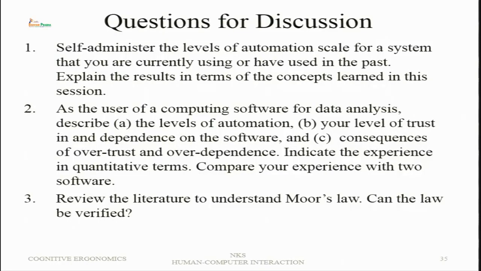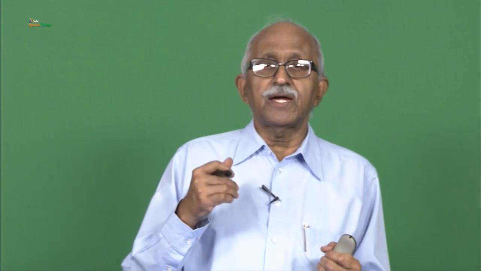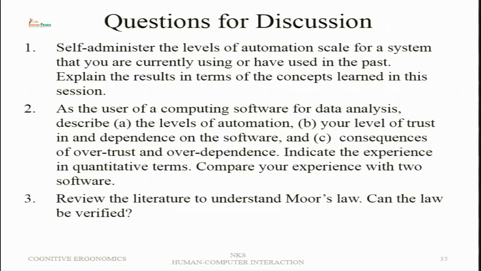Second question is, as the user of computing software for data analysis, you might have used various software, Python, SPSS, the R software for example, or any other, EViews. Describe the levels of automation for those systems, your level of trust in and dependence on the software. Some users may say, we don't understand what is happening in the black box, behind the scenes, so we are just getting some results, how do we check the results? So they would like an interactive system, where whatever results are obtained are based on the actions taken by the user or by the researcher.